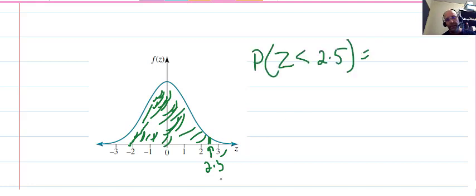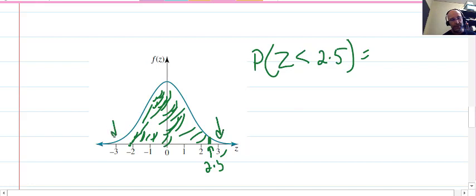Now, just about all of the data, I think it's 99.7% of the data, is within plus or minus 3 standard deviations. And this one is up at 2.5, so it's going to be a pretty high proportion. The probability is going to be quite high, and you can see by the shading that we've got a large proportion of the curve there, a large part of the area. So this is what we do.